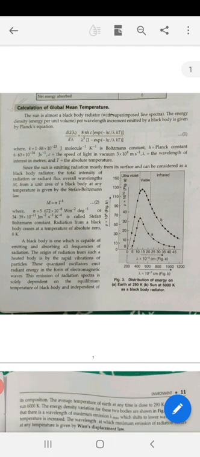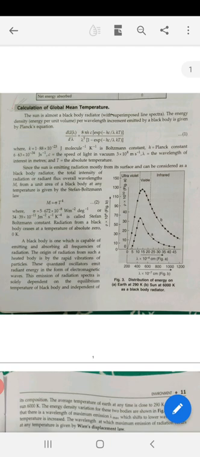Today I am going to deliver lecture number 6 of environmental chemistry of general paper. Today we will study the calculation of global mean temperature. The sun is almost a black radiator with superimposed line spectra.